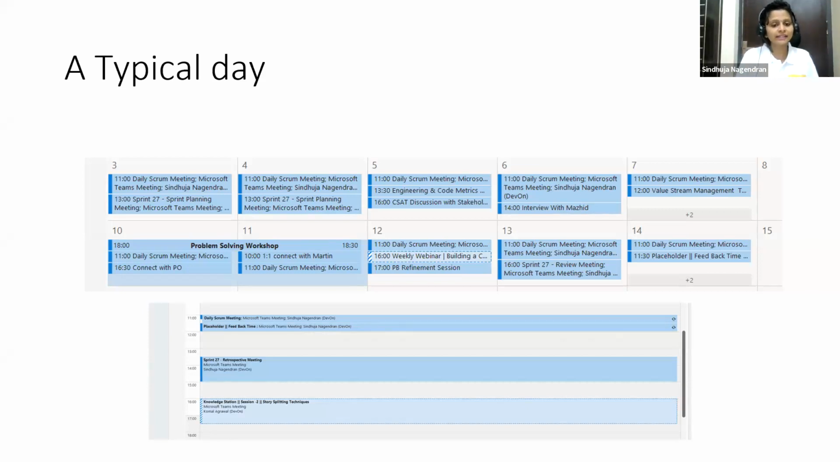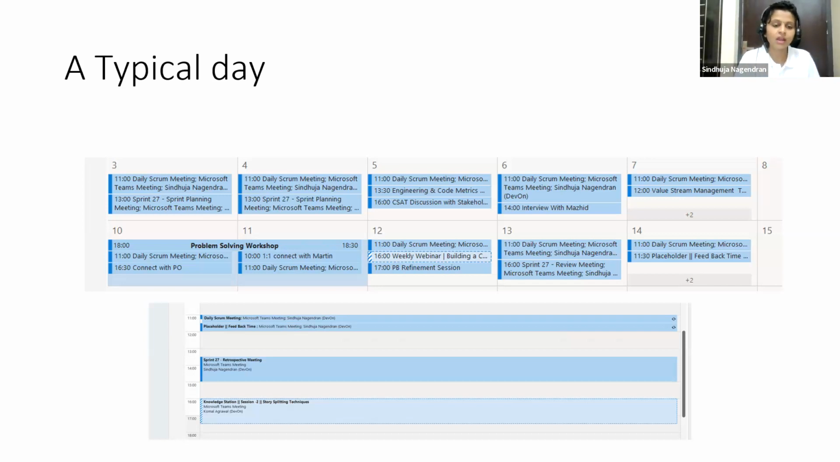Another thing in the next week, on the 10th and 11th, Monday and Tuesday, I have a problem solving workshop, which I am conducting for my team members and fellow Scrum Masters who are interested to participate. Here we will be discussing how to do root cause analysis and how to make decisions. That kind of problem solving workshop is what we planned.